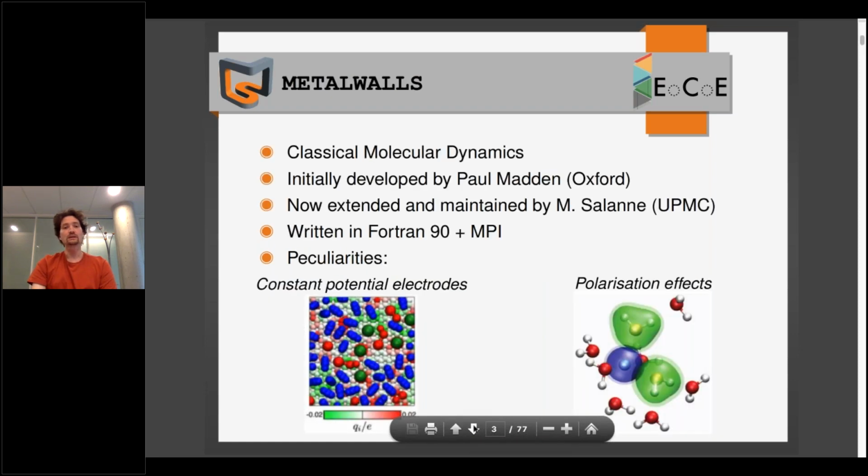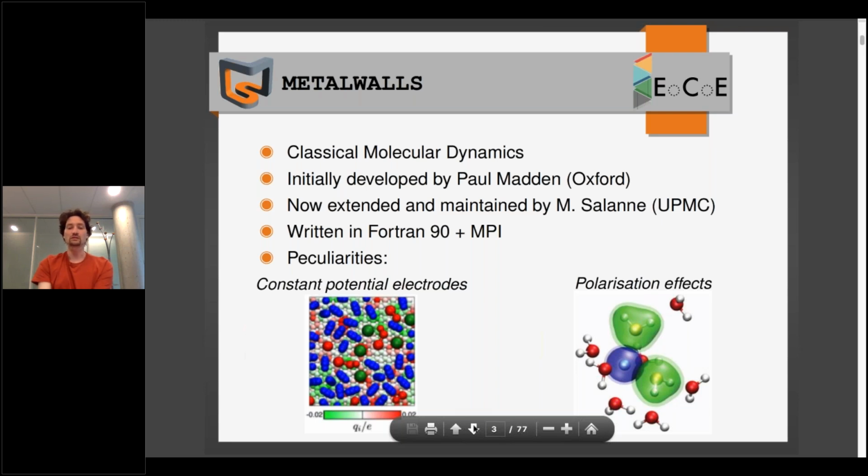So Metal Wars is a scientific application. That's about classical molecular dynamics. Initially developed by Paul Madden in Oxford, and now maintained by Mathieu Salanne at UPMC, Université Pierre et Marie Curie. The original version was a pure MPI Fortran code with some particularities. It's able to make simulation with constant potential electrodes and polarization effects.